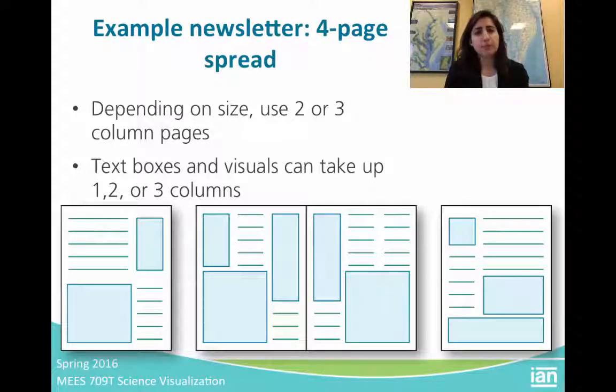Here we have an example of a 4-page spread of a newsletter. So depending on the size, we can use 2 or 3 column pages, and text boxes and visuals can take up 1, 2, or 3 columns. So you can see here in the first page, we're using 2 columns, but it's split into 3 parts. So one of the columns is the width of 2 small ones, and then we have another column. And this helps break up the document and really give it a good flow, but still make it easy to understand using the columns instead of just putting things scattered everywhere.